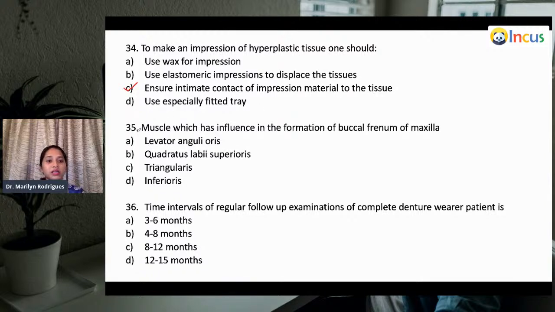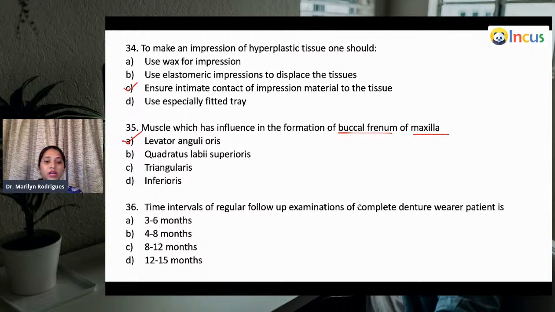Question number 35, muscles which have influence in the formation of the buccal frenum of the maxilla. We had studied different muscle attachments. The answer to this is A, levator anguli oris.